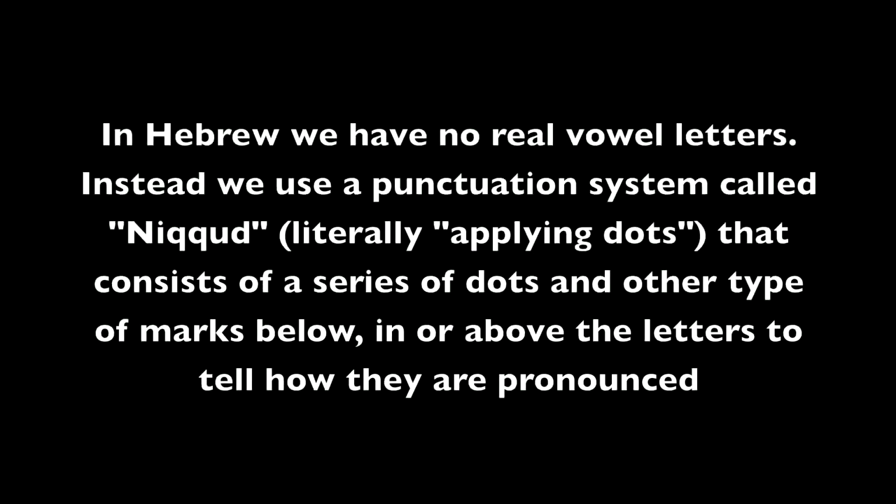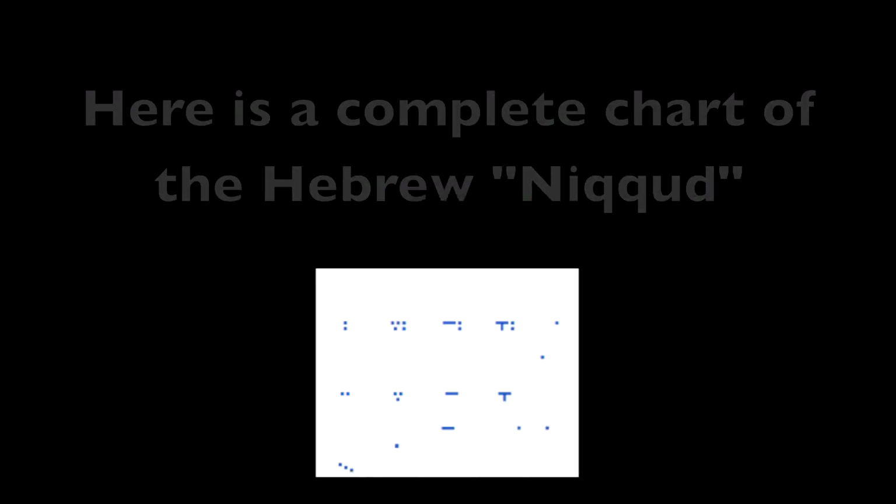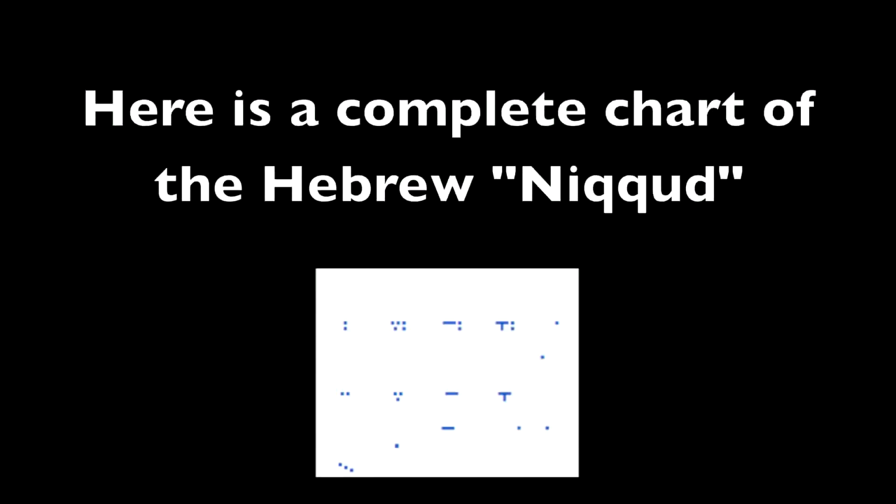In Hebrew, we have no real vowel letters. Instead, we use a punctuation system called niqqud that consists of a series of dots and other types of marks below, in, or above the letters to tell how they are pronounced. Here is a complete chart of the Hebrew niqqud.